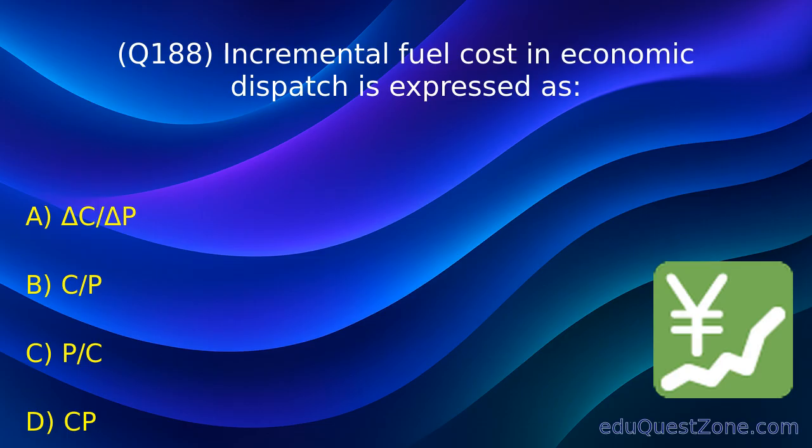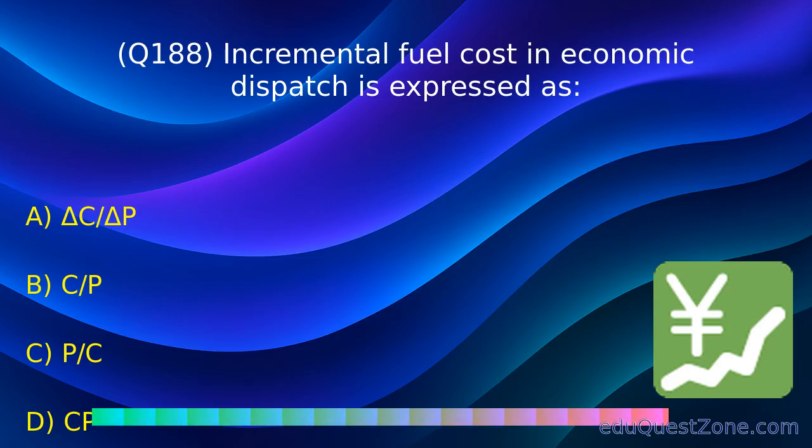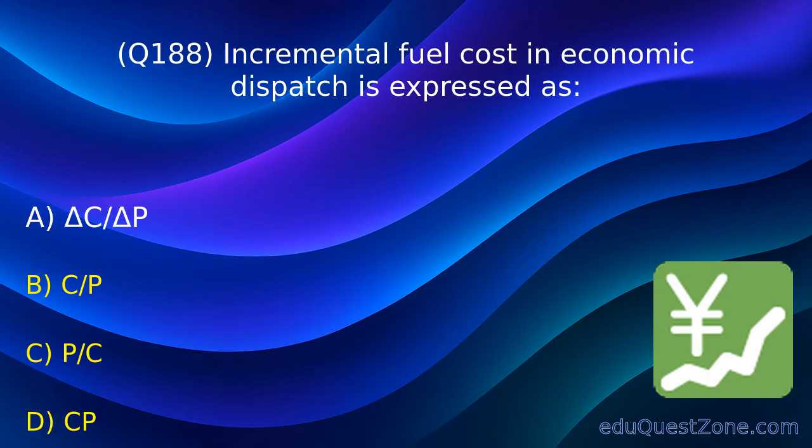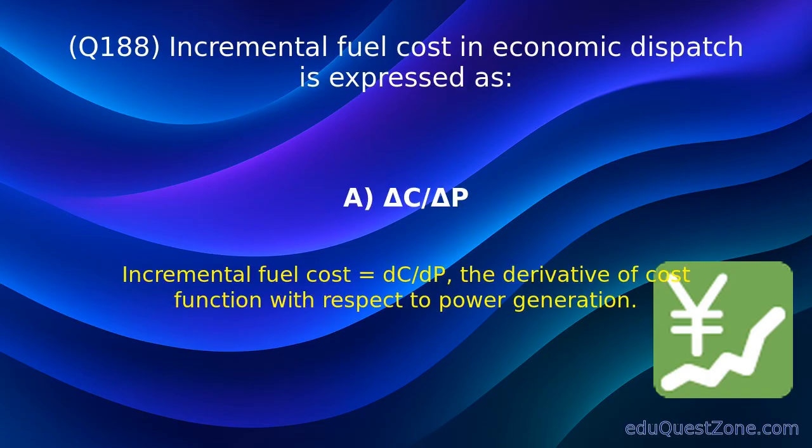Question 188. Incremental fuel cost in economic dispatch is expressed as... Option A, delta C by delta P. Incremental cost equals derivative of cost function with respect to generated power.